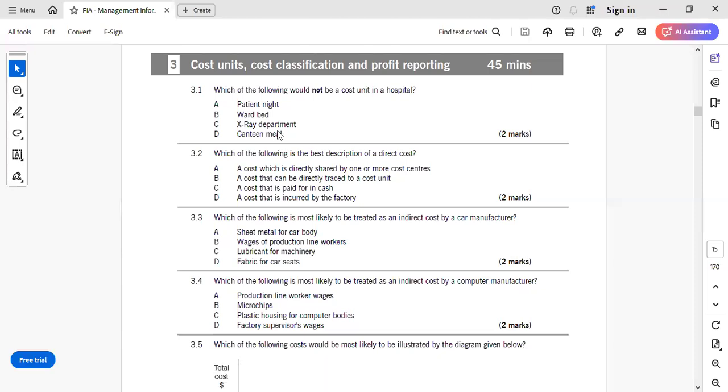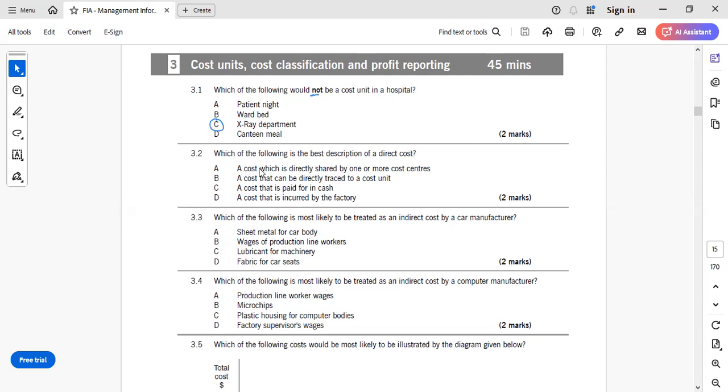What is the cost unit? He said would not. Okay. What is a cost unit? Cost unit is a unit of the product or the service in relation to which cost is measured. That is the cost unit. Patient night is a cost unit for the hospital. Ward bed is also cost unit for hospital. X-ray department, it's a department. It's not a cost unit. So option C is right option. Canteen meal is also a cost unit. Canteen measures the cost in terms of canteen meal.